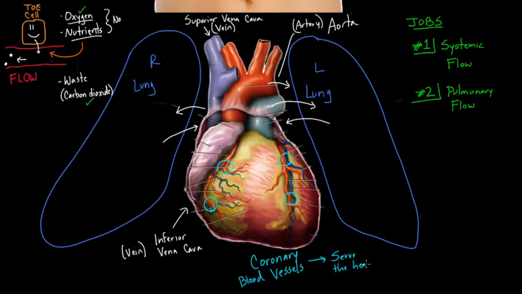Now, if they're serving the heart muscles and the heart cells, then think about it. Would they fit under the systemic flow or pulmonary flow? Well, if the main job is to serve the needs of cells, then the coronary vessels fall under the systemic flow.